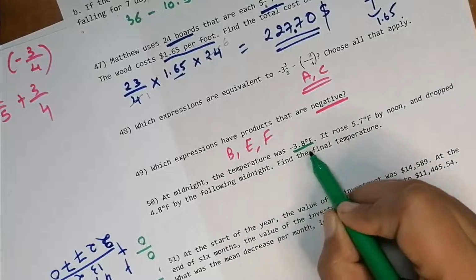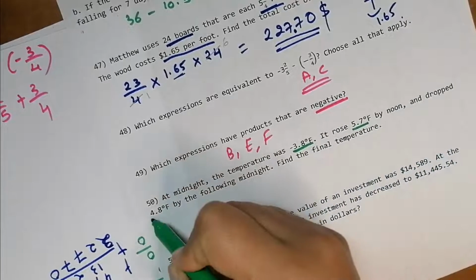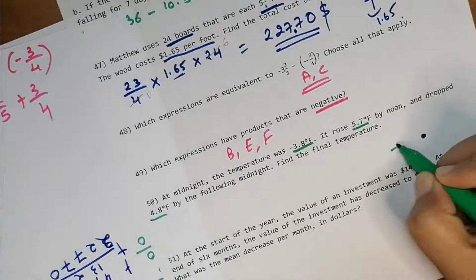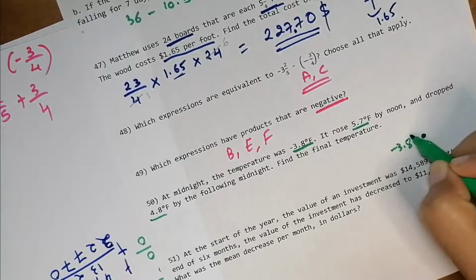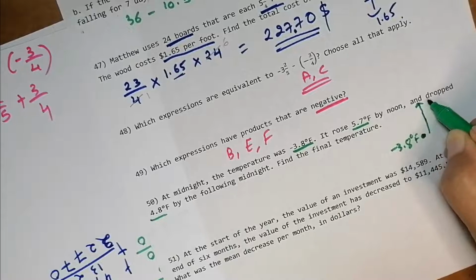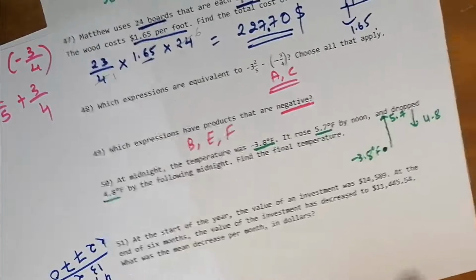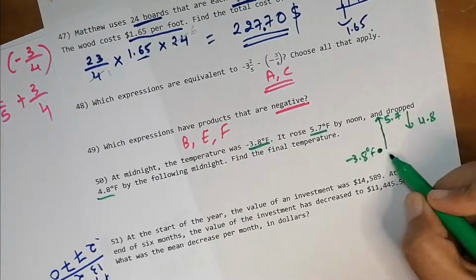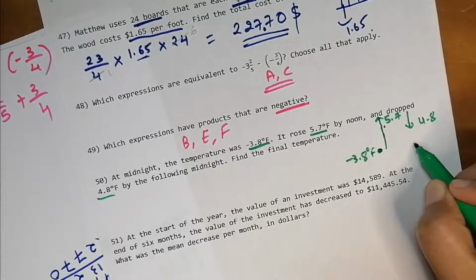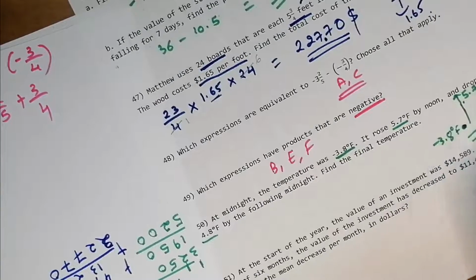At midnight, the temperature was this. It rose to this by noon, and again it dropped to this. Okay, so you have some temperature, which is minus 3.8 degrees Fahrenheit, which rises to this, and then again it falls to this. That's what the question is saying: at midnight, the temperature was this, it rose to this by noon, and then dropped to this by the following midnight. Picture helps find the final temperature.